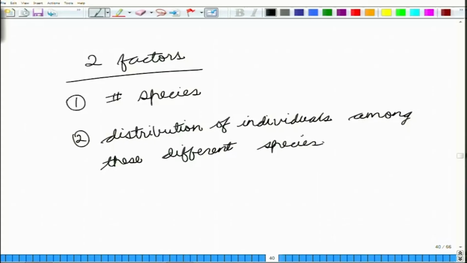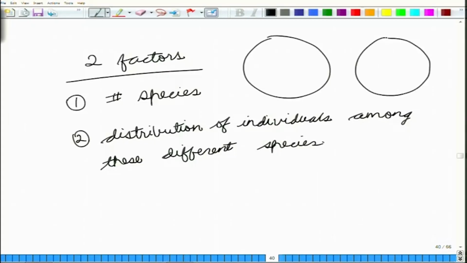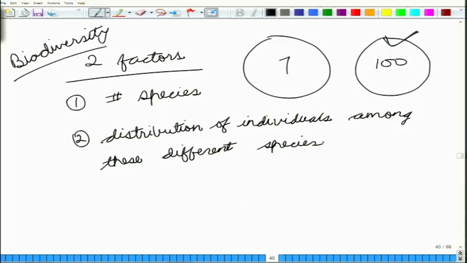So, essentially what we had said was, if you have two communities and there is one community that has, say, 7 species and there is another community that has 100 species, we will say that this community is much more biodiverse as compared to the first community. So, here we are talking about biodiversity. We will say that the second community is much more diverse.